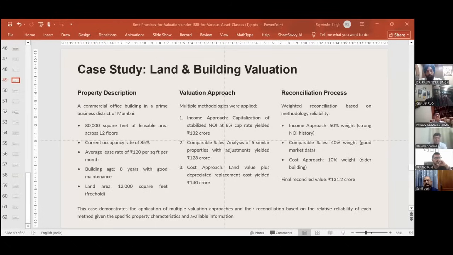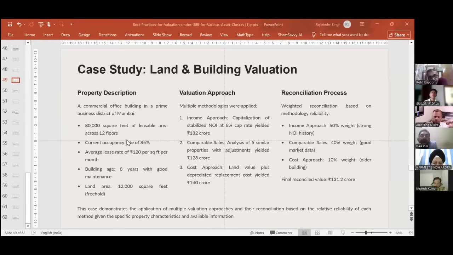Okay, the voice is clear, sir. So next we will be taking one example of all the three asset classes that will make things clear. These are just examples of how you can approach your valuation. First, we will take the case study of land and building. Let us suppose we are doing the valuation of a commercial office building in a prime business district in Mumbai. It has 18,000 square feet of leasable area across 12 floors.